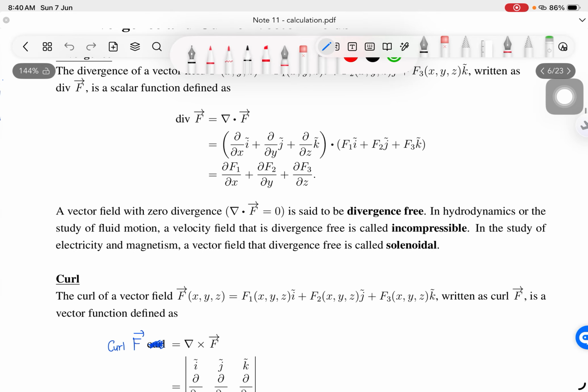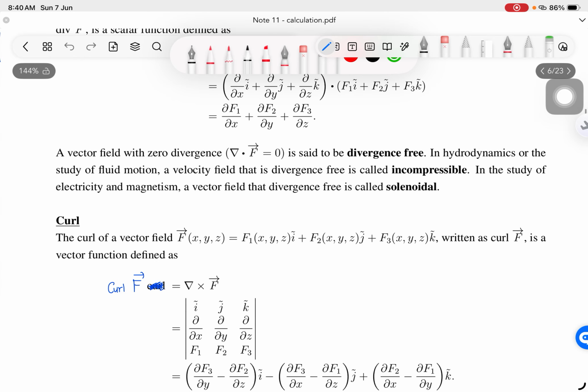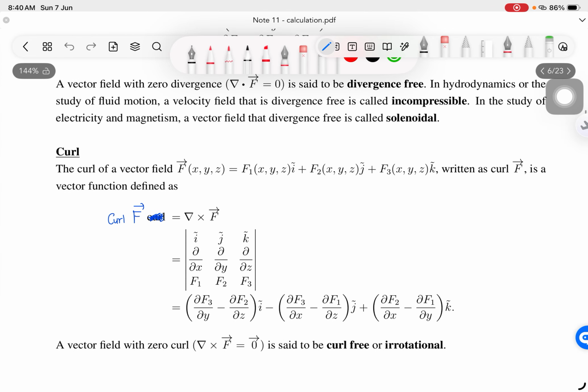So let's see what curl is. Divergence is a dot product, while curl is the cross product between del and f. So this is how we perform the cross product. Let's say your cross product of del with f is equal to 0. Then it is said to be curl free or irrotational.